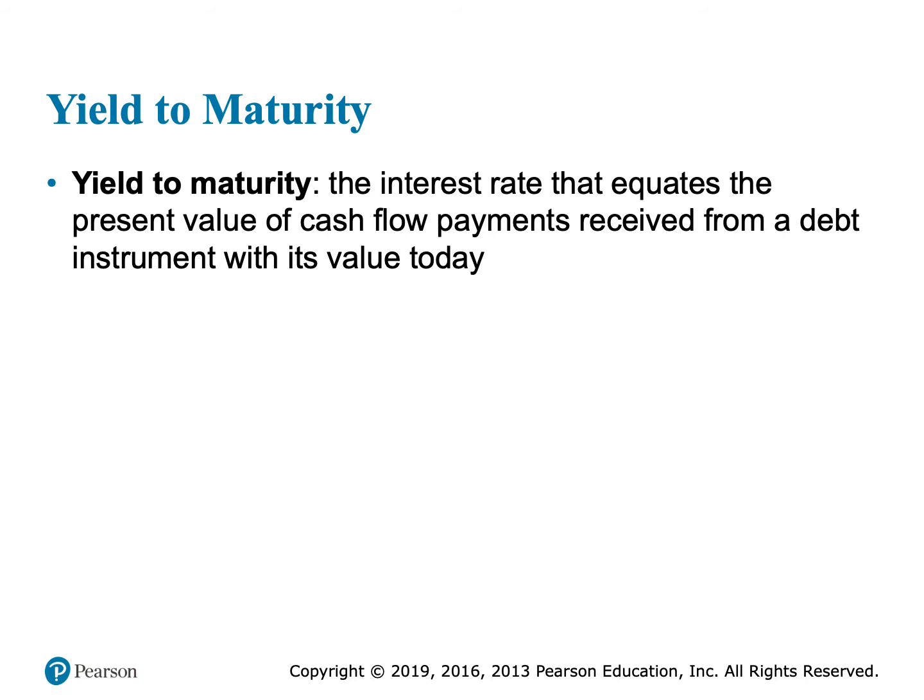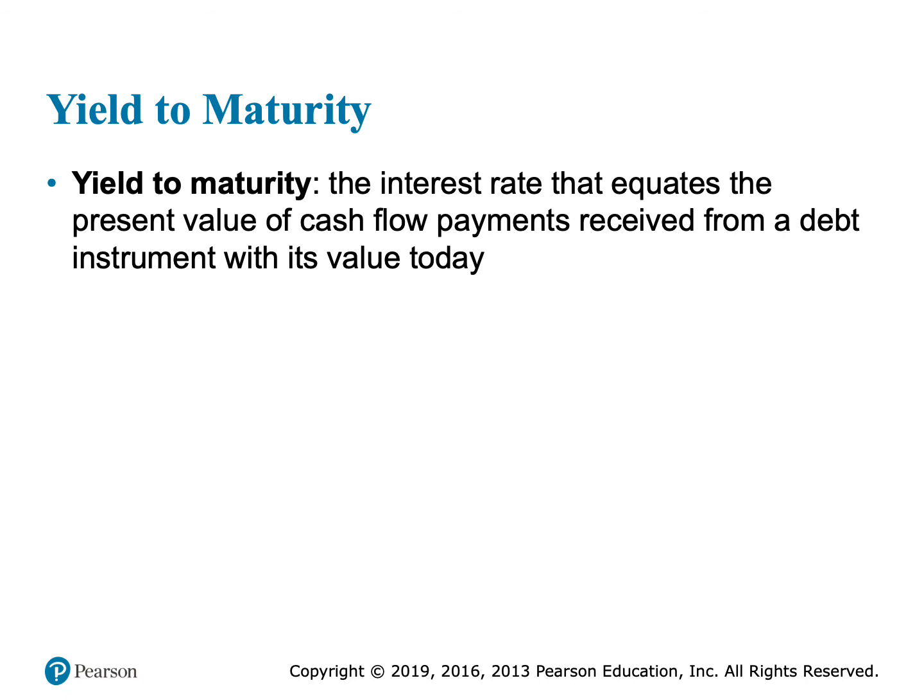Ultimately, we want to get to some understanding of what we're going to be talking about when we refer to the interest rate. And as we mentioned in the first couple slides, this is, of course, the yield to maturity. What is the yield to maturity? The yield to maturity is the interest rate that equates the present value of cash flow payments received from a debt instrument with its value today. Essentially, we have a present value, the price today, and we want to find the interest rate such that that present value is equal to the price today.